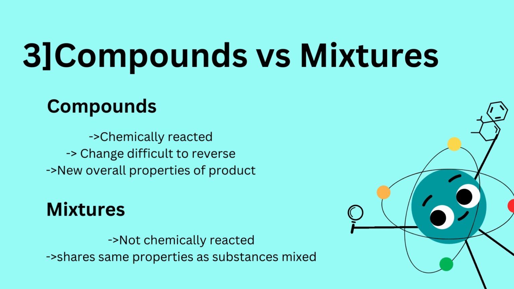You can mix iron filings in sand, and you can use their magnetic property to separate the iron filings or the iron nails from the sand. However, when you heat magnesium in open air, it forms magnesium oxide, which is a completely new product.